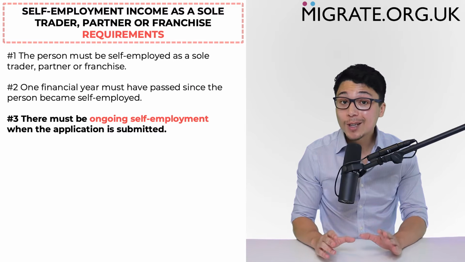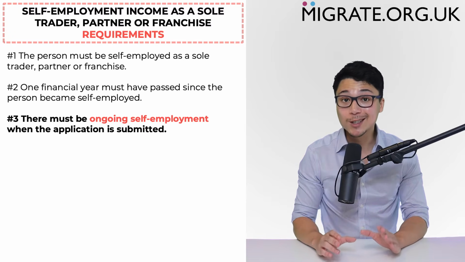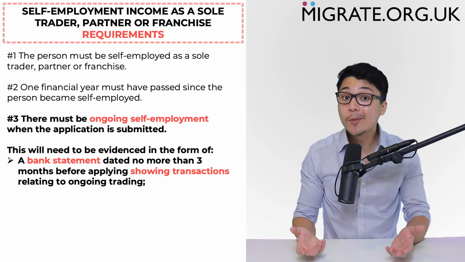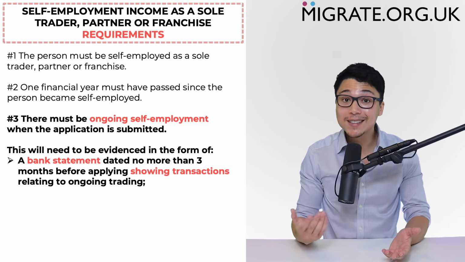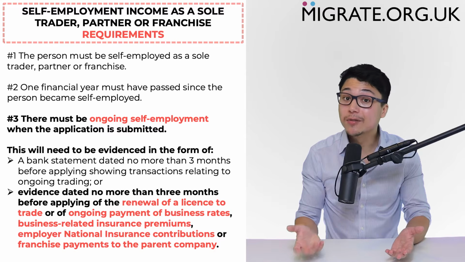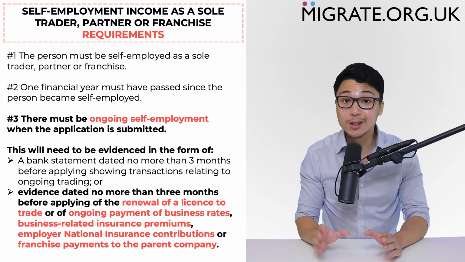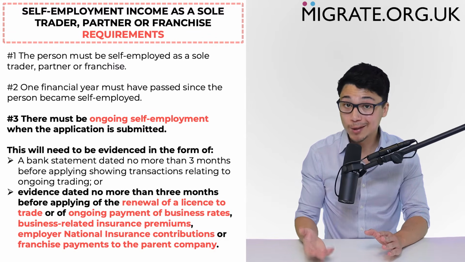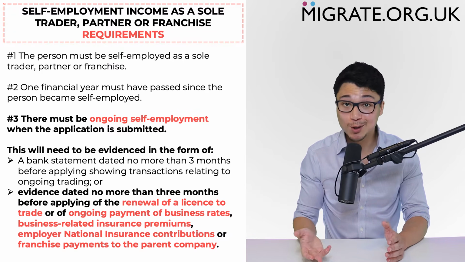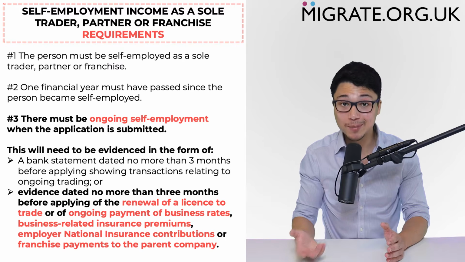Thirdly, there must be ongoing self-employment when the application is submitted. This will need to be evidenced in the form of a bank statement dated no more than 3 months before applying showing transactions relating to ongoing trading, or evidence dated no more than 3 months before applying of the renewal of a license to trade or of ongoing payment of business rates, business-related insurance premiums, employer national insurance contributions, or franchise payments to the parent company.